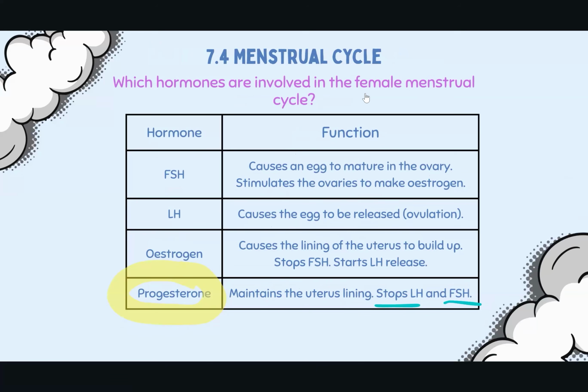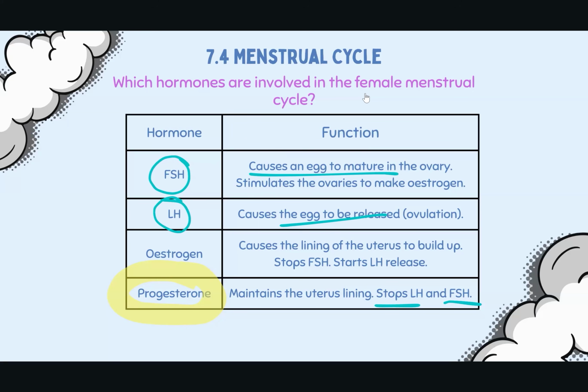And you've got to think, why is that significant? Because what does FSH do? It matures an egg. So if the progesterone stops FSH, it means an egg will not mature. If the egg hasn't matured, a sperm cell can't fertilize it. And then you've got LH, which causes the egg to be released. If the egg isn't released, it's not going to be fertilized. So progesterone is one of the main things inside hormonal contraception, as in that's what's inside the pill for ladies that are trying to not become pregnant.